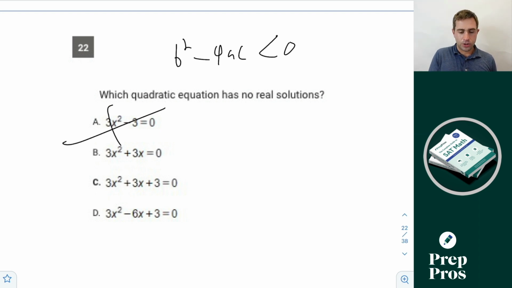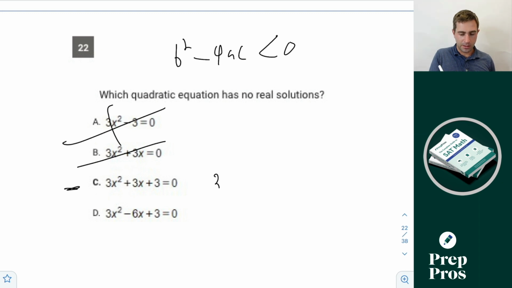This one, just graphically, no real solutions also means you don't have any x-intercepts. So I can tell that A isn't going to work because it's going to be shifted down. It's going to have two x-intercepts. This is simply going to be our standard parabola stretched and shifted over. I'm pretty sure it's going to be C here, but we're just going to check this.